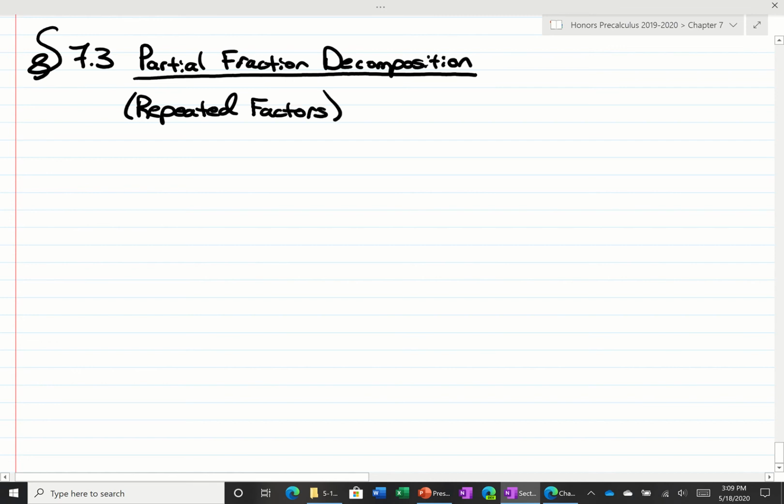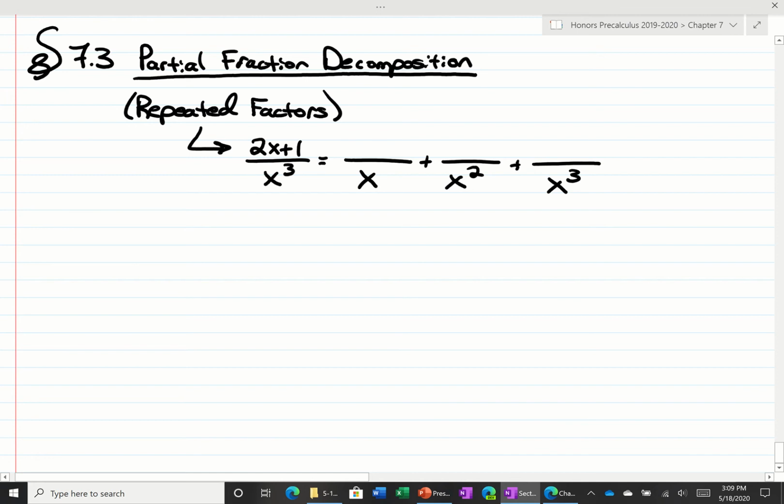So what a repeated factor means is something like this. Say you had something on top, like 2x plus 1 over x to the third, and you wanted to break this up into separate fractions, decompose it into separate fractions. You see how it's x to the third? You would need something to cover each of those powers. So just x, then you would need an x to the second, and then you would need an x to the third. That's how that would work.